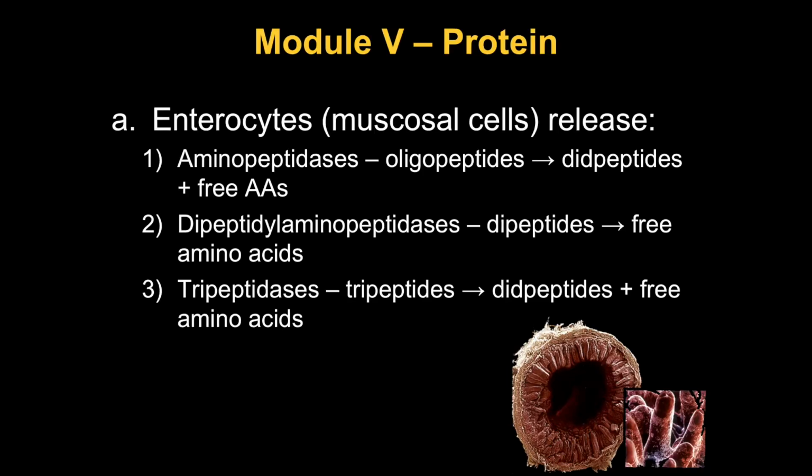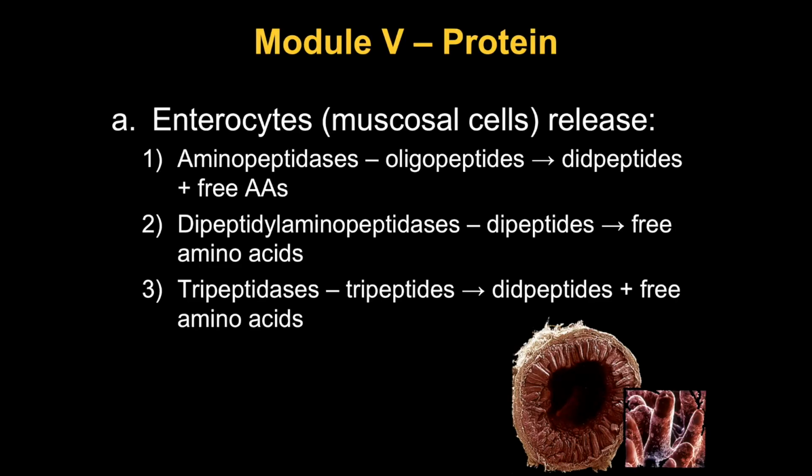The enterocytes, or the mucosal cells of the gastrointestinal tract, also release some enzymes. They're releasing aminopeptidases, which take oligopeptides and break them apart into dipeptides and free amino acids. They're also releasing dipeptidyl aminopeptidases, which take dipeptides and release some free amino acids, as well as tripeptidases, which take tripeptides and convert them into dipeptides and free amino acids.